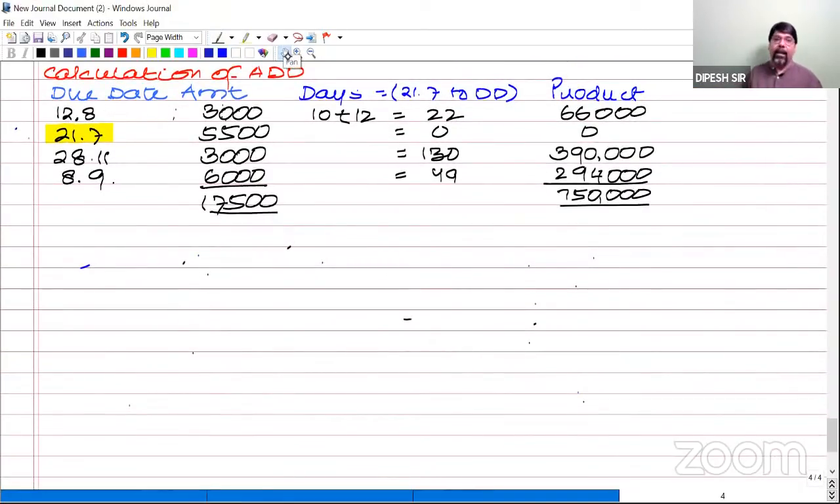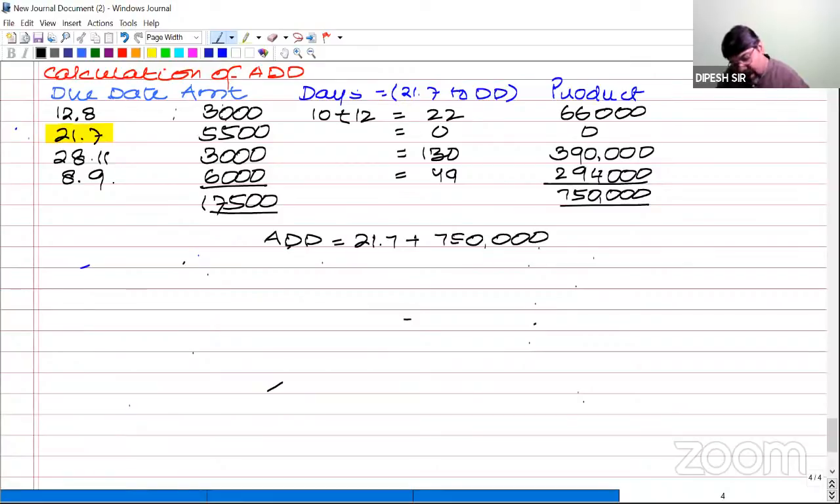Now, ADD is equal to base date 21st July plus 7,50,000 divided by 17,500. 42.8 days it is coming, so I'm taking 43 days. Correct?